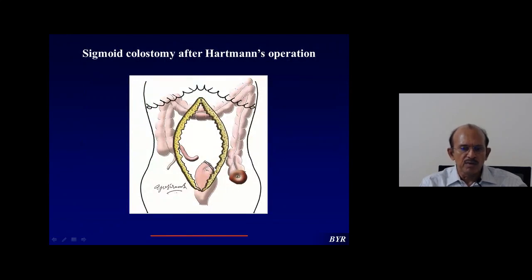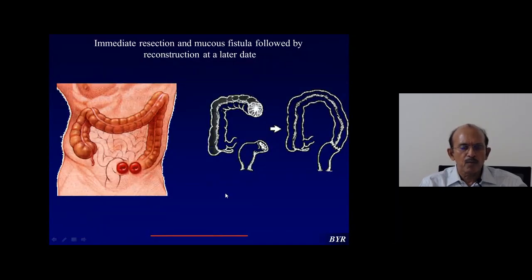This is the fourth, Hartmann's operation. You remove the tumor and bring it out as colostomy. This is immediate resection with mucous fistula formation. So this is how you manage the colon cancer. Already we discussed it, that is why I am just touching briefly on the points. So this is in general the management of intestinal obstruction.